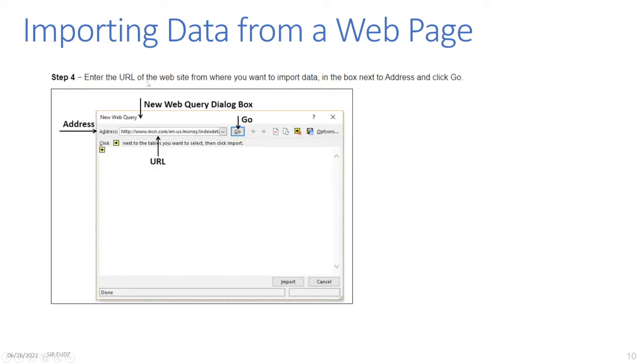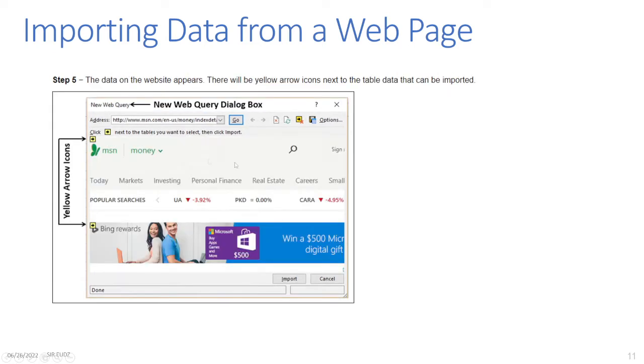Enter the URL of the website from where you want to import data in the box next to Address and click Go. So in this case, we have here msn.com. Then we click Go. So we place the address here and then we click Go. The data on the website appears.